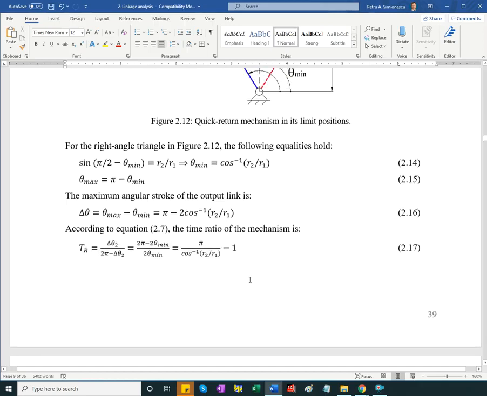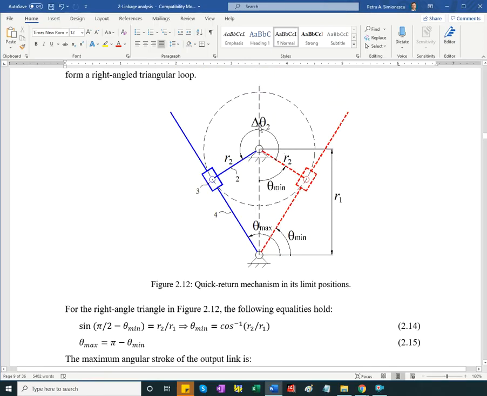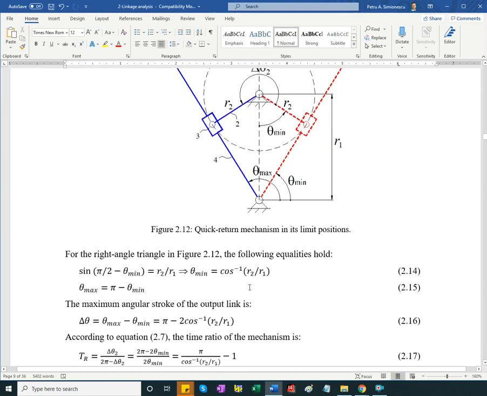Okay, so the time ratio equation is going to be delta theta 2 divided by 2 pi minus delta theta 2. Why is that? Because delta theta 2 is the crank angle for the active or the slow stroke. It's more convenient here to assume delta theta 2 to be 2 pi minus theta mean taken twice, and we figured out theta mean earlier in this equation.